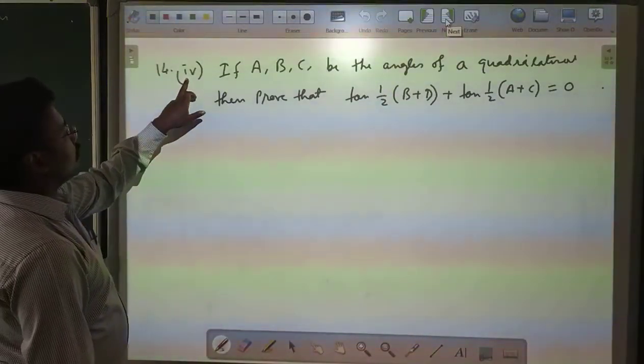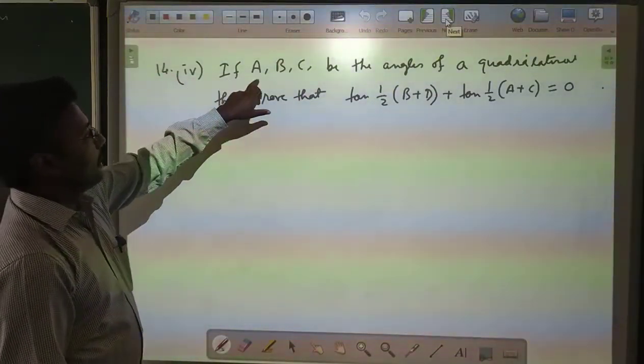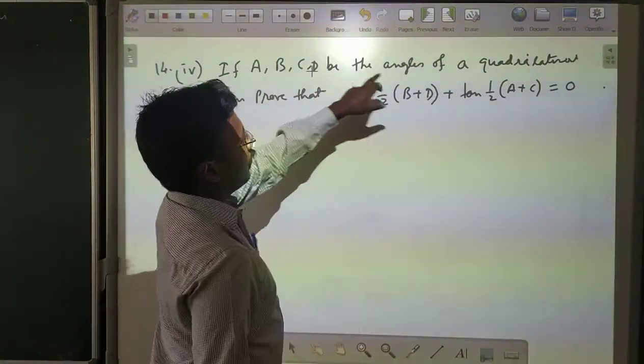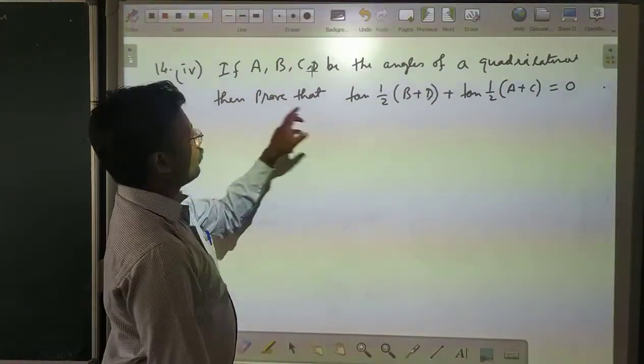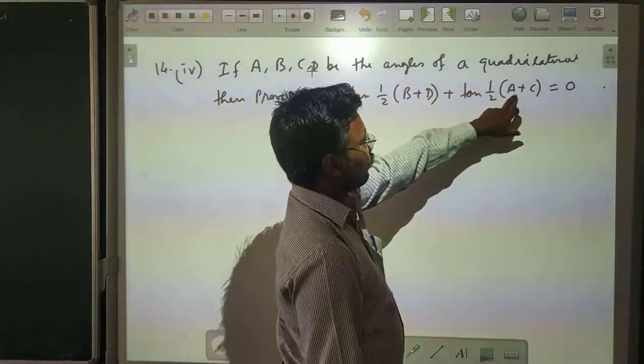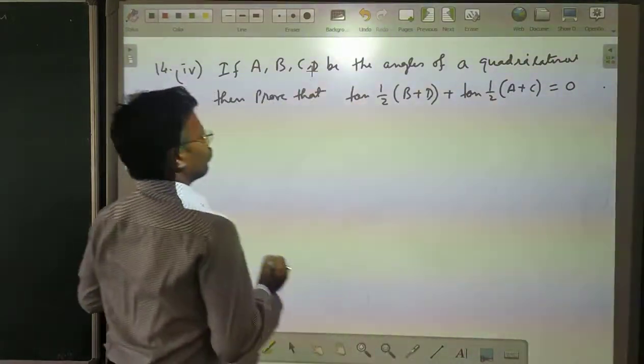Question number 14, part 4. If A, B, C, D be the angles of a quadrilateral, then prove that tan half of (B plus D) plus tan half of (A plus C) is equal to 0.